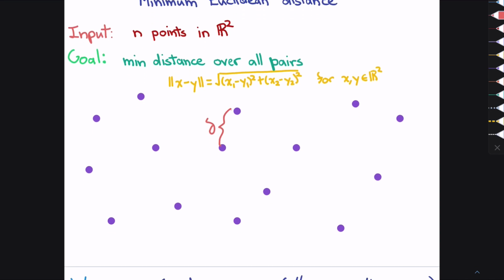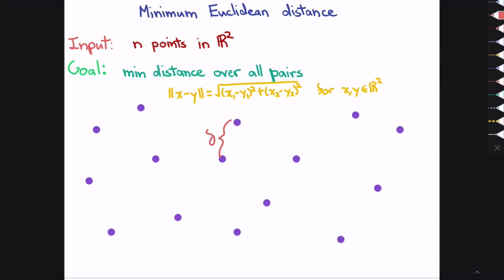Now, what's an obvious approach to this algorithm? For every pair of points, list their distance and then select. Yeah, so the obvious thing is to compare every pair of points, and that'll take n squared time. I just do a little math, and I just keep track of the smallest one. So the question is, can you do better?